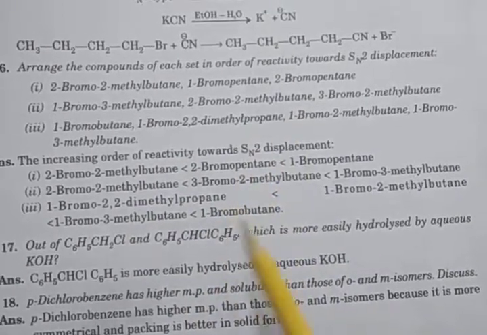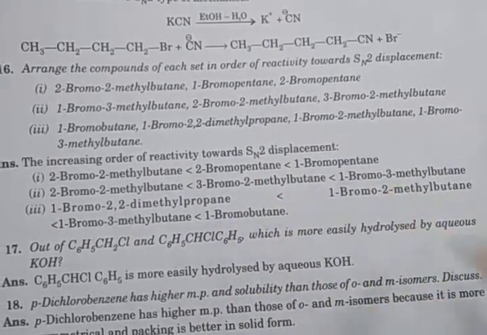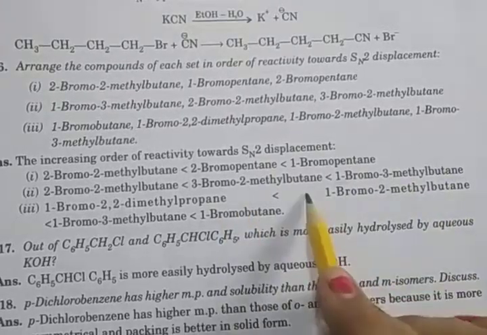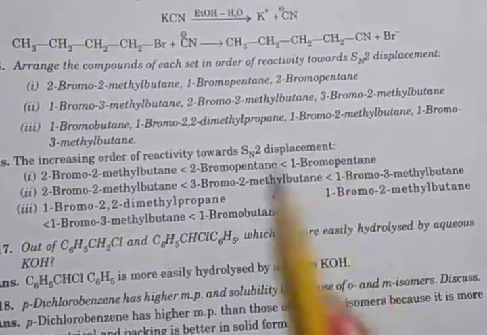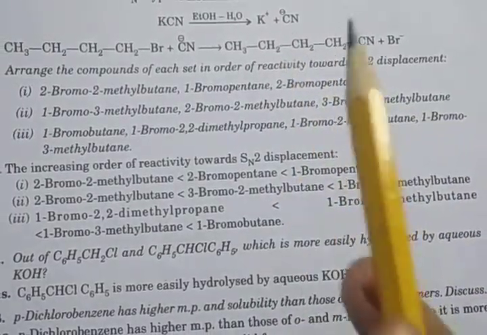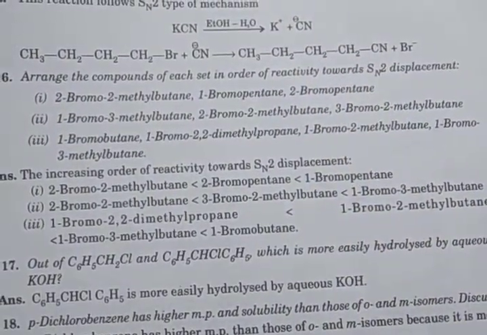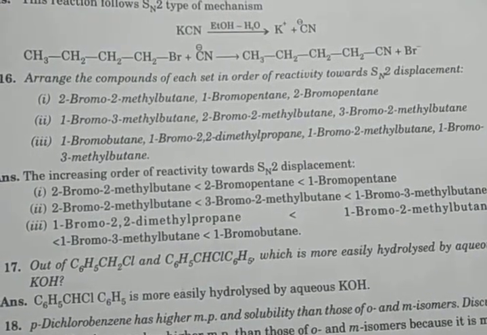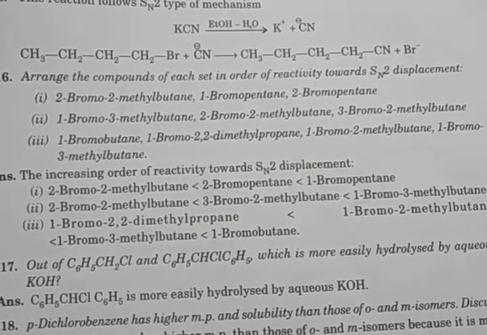And for the fourth, otherwise you write in rough: first draw the structure and then see. The concept is that SN2 is favored by primary halides. Okay, the next question I will explain in the next video. Thank you so much.